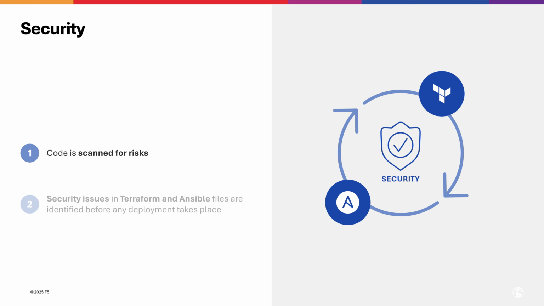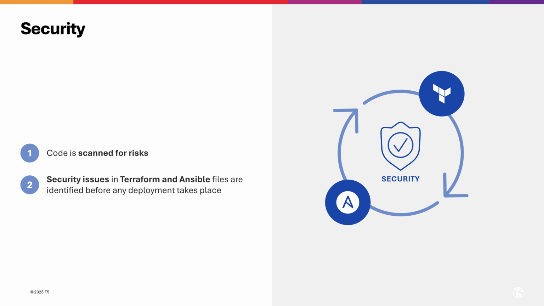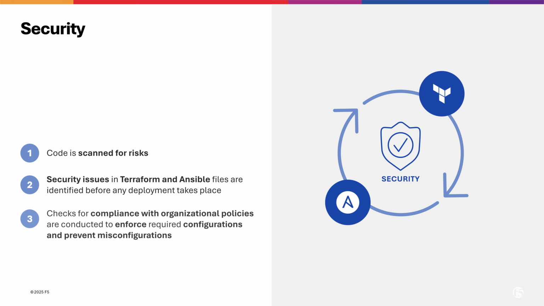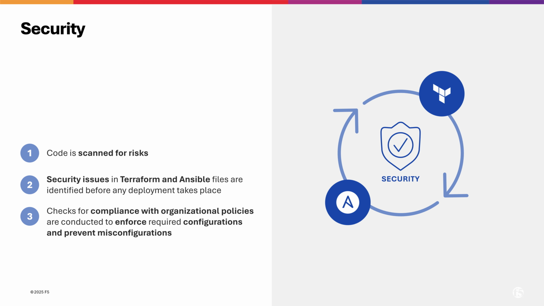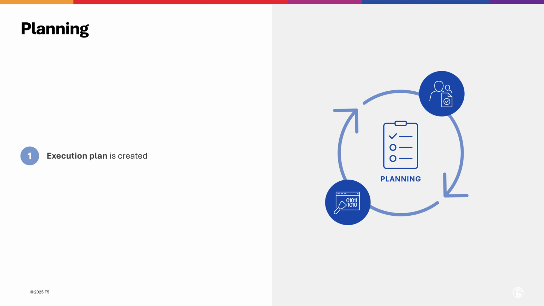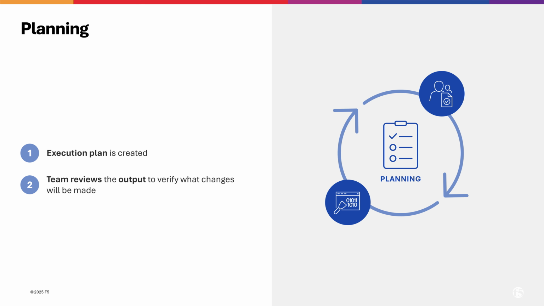These checks help identify security issues in Terraform and Ansible files before any deployment takes place. This stage can also include checks for compliance with organizational policies, helping teams enforce required configurations and prevent misconfigurations. Next is the plan stage. Here, Terraform plan is used to create an execution plan. The output can be reviewed by the team to verify what changes will be made.